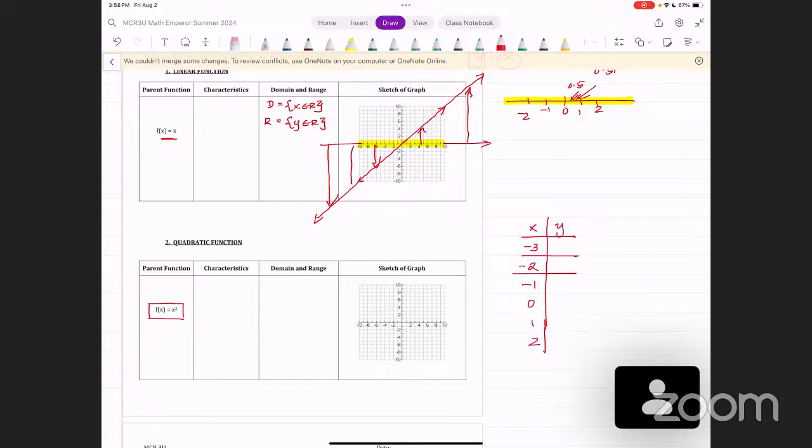Let me calculate those points using that equation. y is equal to x squared. (-3) squared is 9, (-2) squared is 4, 1, 0, 1, 4. Do you agree with those values?